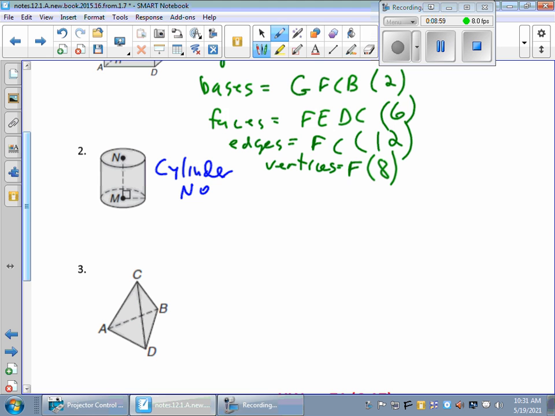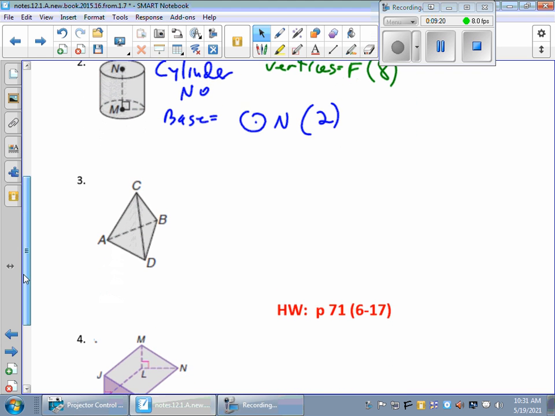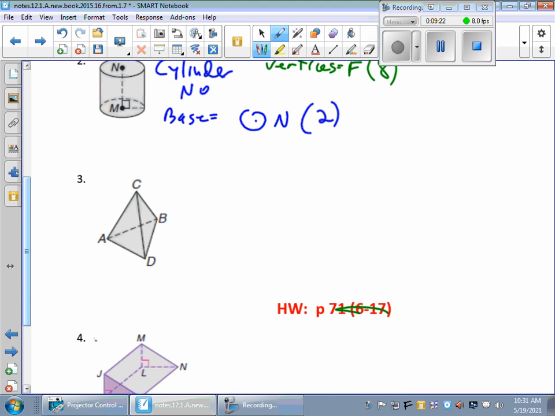Cylinder. It is not a polyhedron. We are looking at your bases. Circle N, circle M. So 2 of those, and no on the rest. There's no faces, edges, or vertices. So the rest of those are no. Let's look at number 3 here.